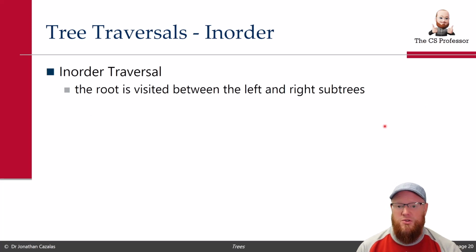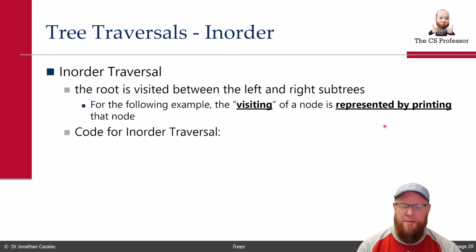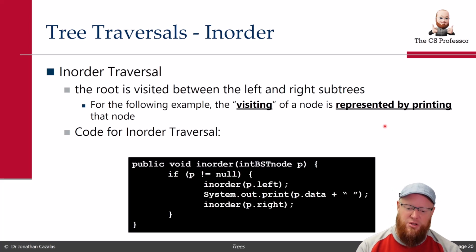An in-order traversal is where the root is visited between the left and the right subtrees. So here, when we visit, of course, we're still printing again, but now instead of printing, then going left and right, we're actually going to go left, then we're going to print, and then we're going to go right. So that's all that changes. Instead of print, then left, right, notice we have left, then we print, and then we go right.